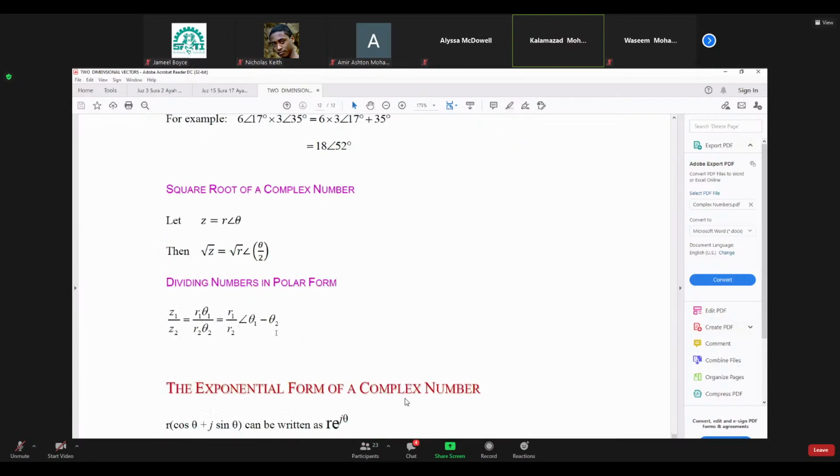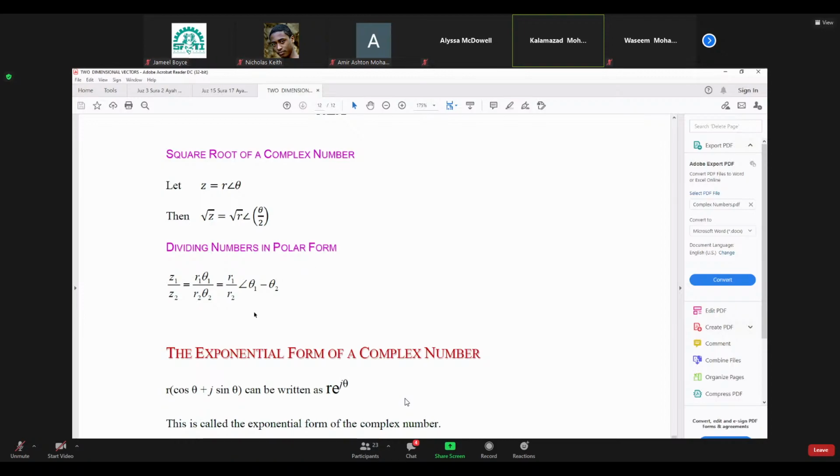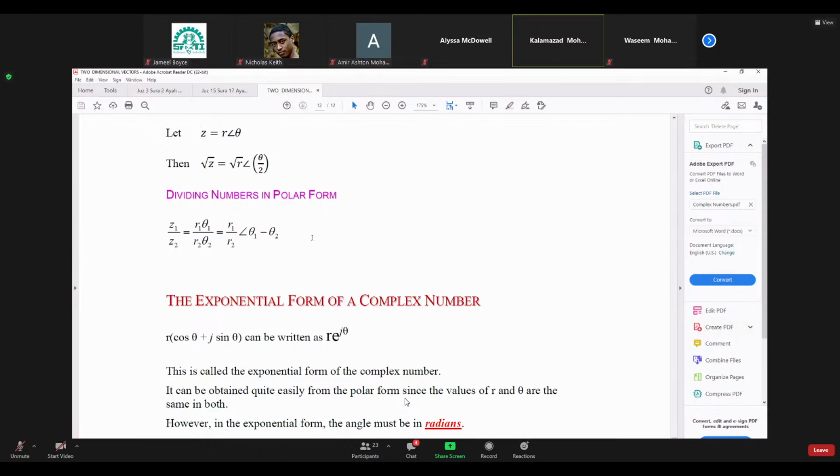To find the square root, you find the square root of the modulus and you divide the angle by 2. And to divide two complex numbers in polar form, you divide the modulus and subtract the angle. All right? Okay, we're going to practice these so you get a hang of it and the application of it.